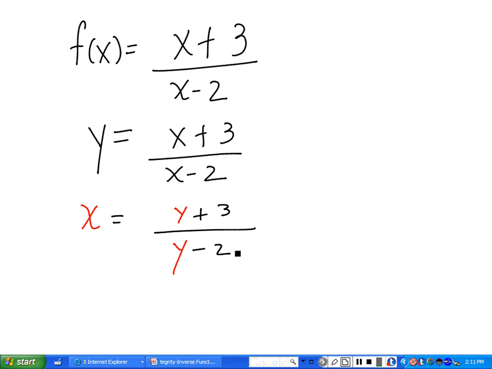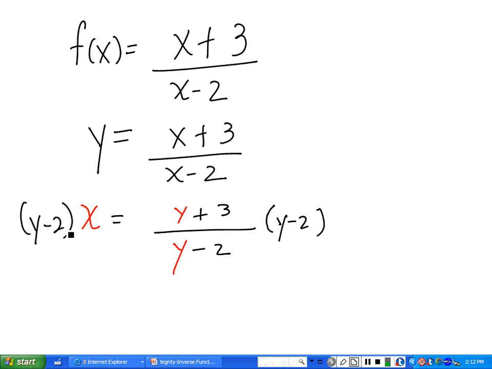Okay, so we got to solve for y now. Now y is in the numerator and the denominator. I really need to get these y's grouped together. So what we're going to do is first get rid of this division going on here. What we can do is multiply both sides by the denominator. That's how we get rid of fractions. So the denominator here is y minus 2. Let's multiply both sides by y minus 2.